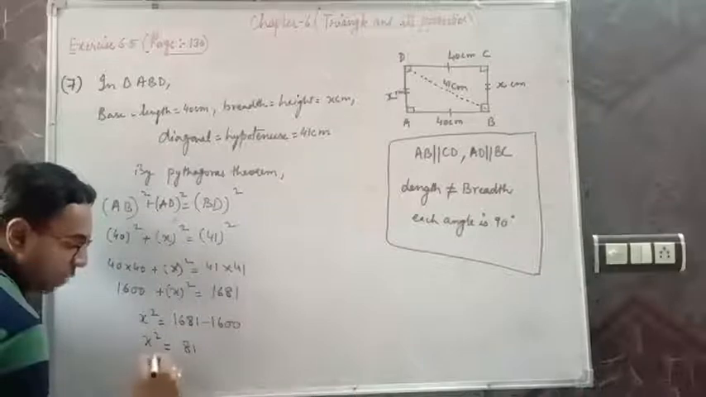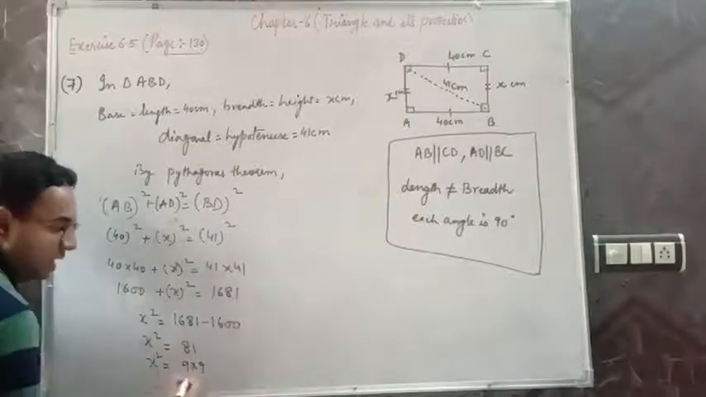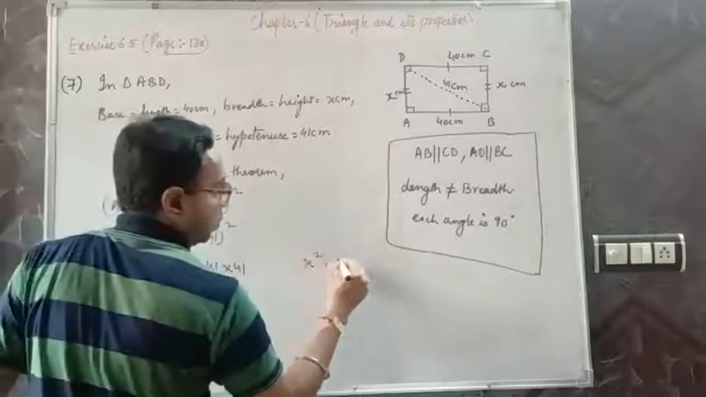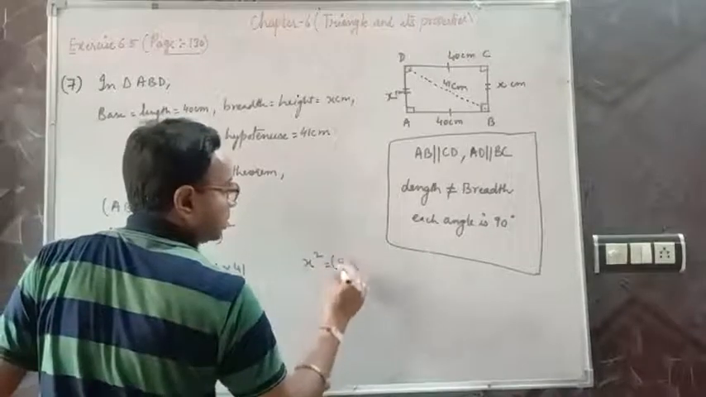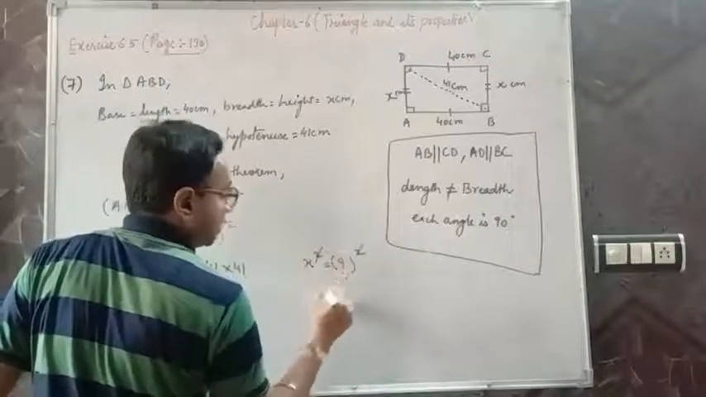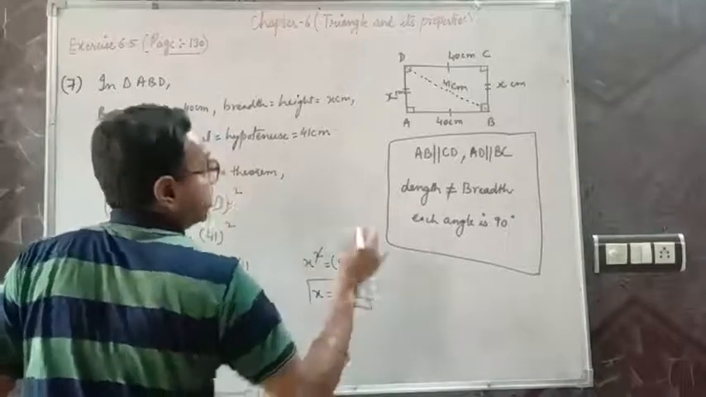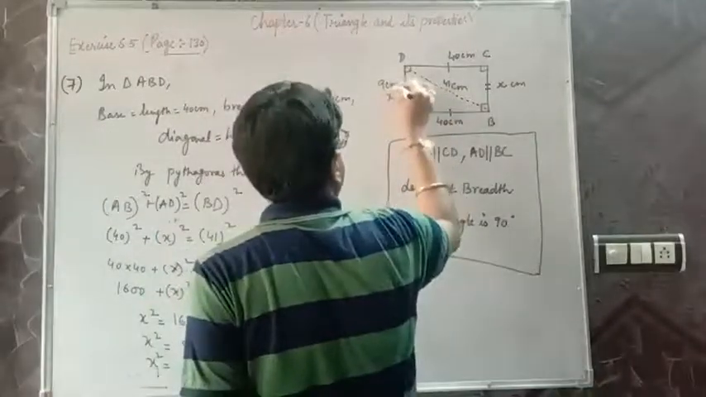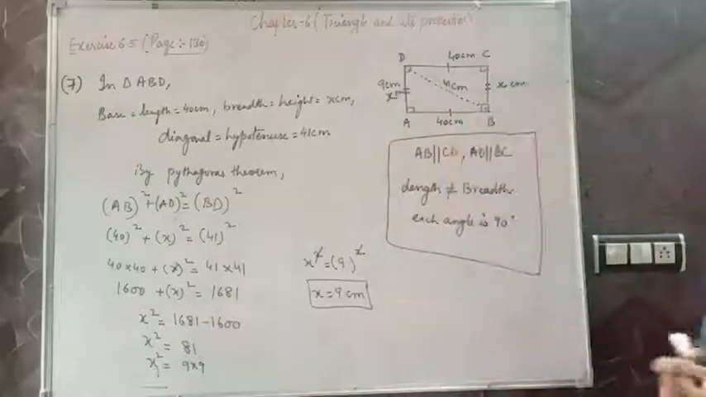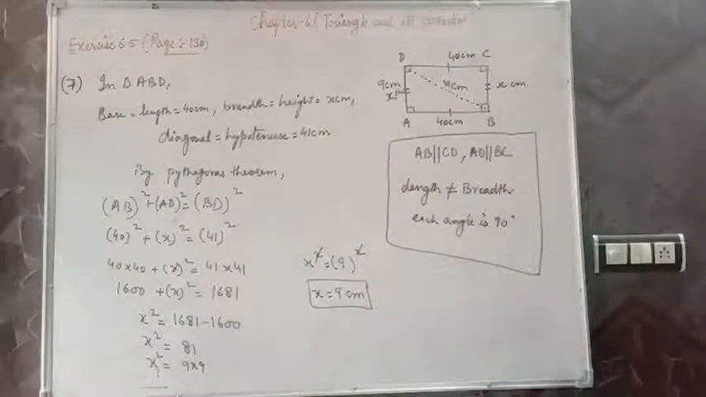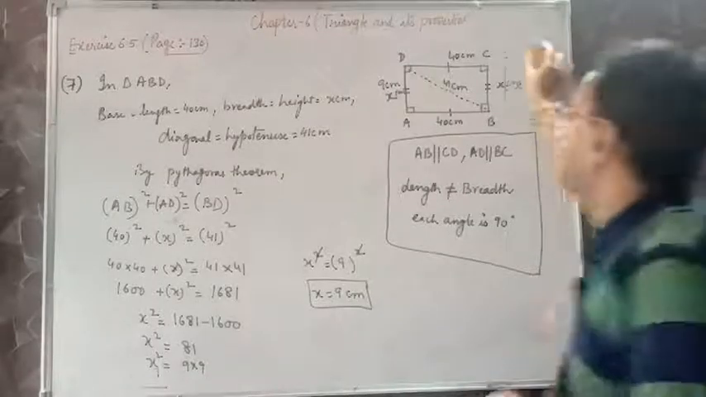Now x square is equal to 9 into 9. I can write x square is equal to 9 whole square. So if I solve, square and square cancel, x is equal to 9 centimeter. So this is what? 9 centimeter. So the breadth of the rectangle is 9 centimeter. Are we clear?